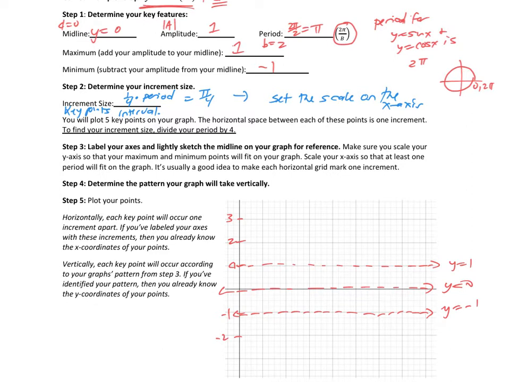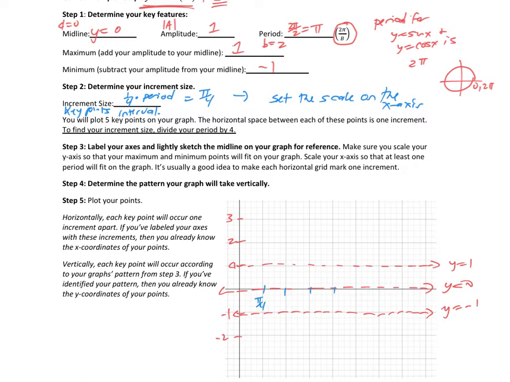What's new here is that in the previous graphs, the period was always 2 pi, so we always set our scale to be 2 pi over 4, which is pi over 2. So we always set the x-axis in increments of pi over 2. For this particular graph, we want increments of pi over 4. So that's how I'm going to mark off my x-axis. I'm going to make each one of these large increments be pi over 4.